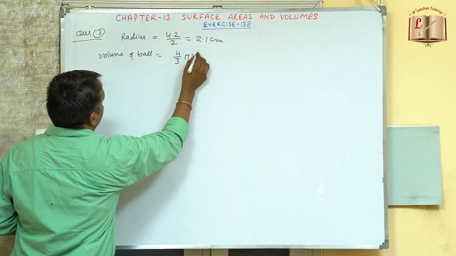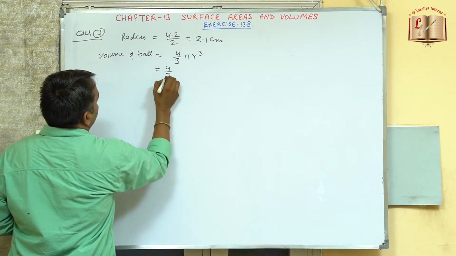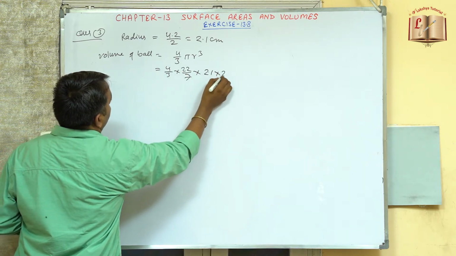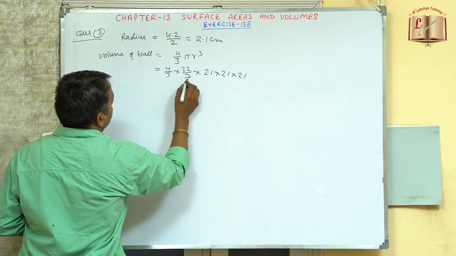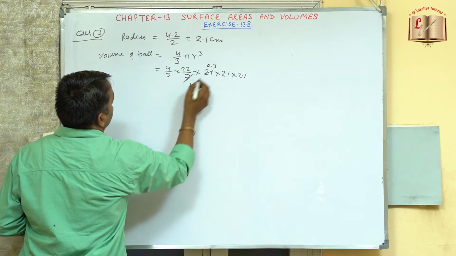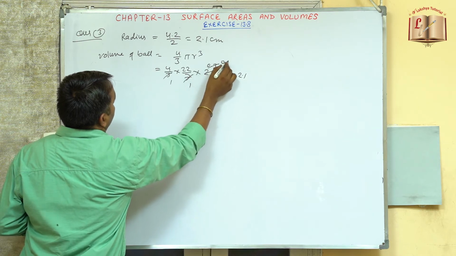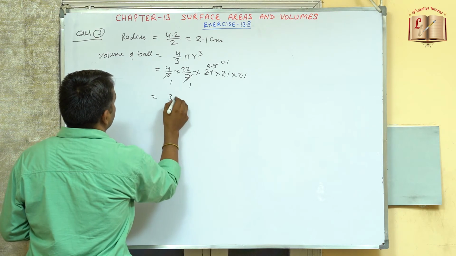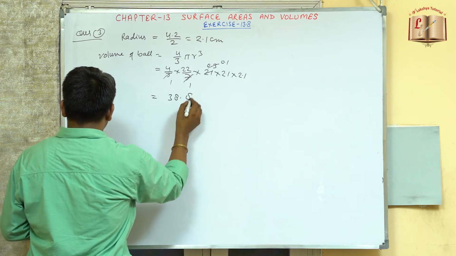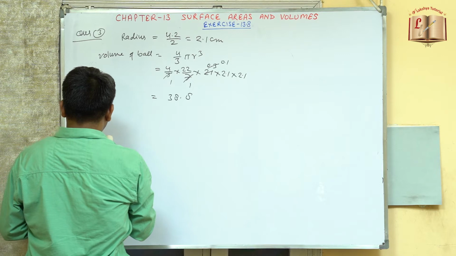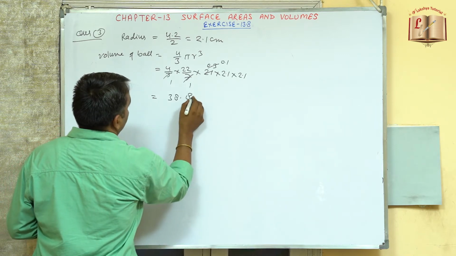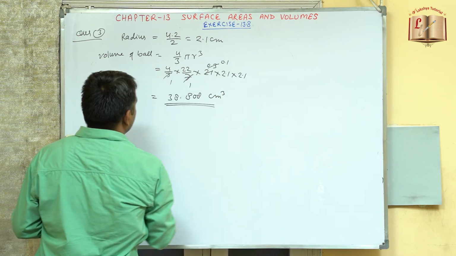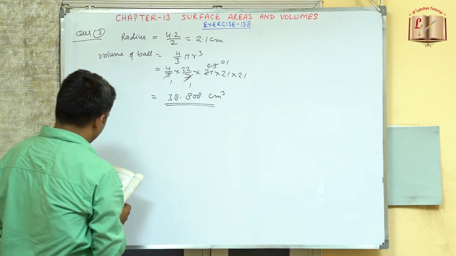So this will be 4 by 3 pi r cube. 4 by 3 into 22 by 7 into r cube. This is 2.1 into 2.1 into 2.1. So this is 0.3, now this is 1, this is 0.1. So now we can calculate this volume. Volume will be 38 point, so this is now 38.808 centimeter cube. Now we need to find out the mass.